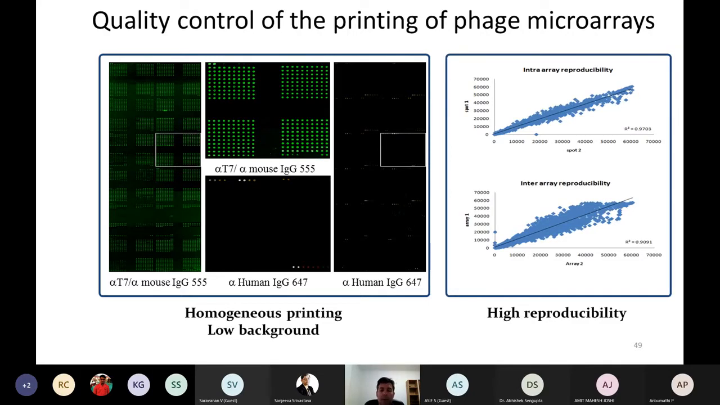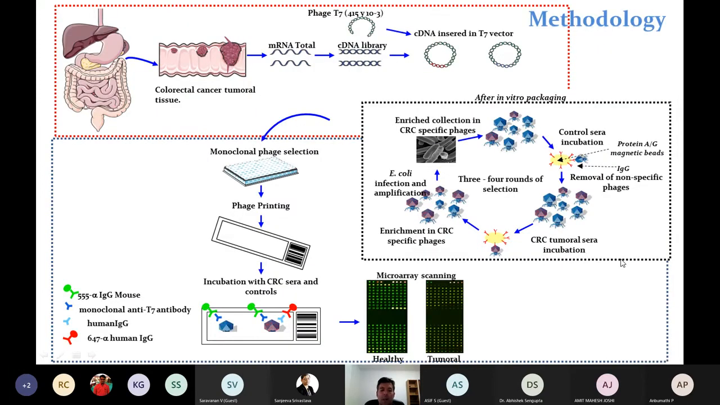Also, it's important when you make an array to demonstrate good reproducibility between the different arrays, because they are not usually the same when printed in the robot. If we have a collection of 3 different arrays, and you compare the first one with the last one, maybe there can be some problems of reproducibility. So you have to demonstrate that the arrays show good intra-array and inter-array reproducibility. The intra-array reproducibility was very high, near 0.97 R squared, just comparing the spots printed in duplicate, and the inter-array reproducibility was higher than 90%.